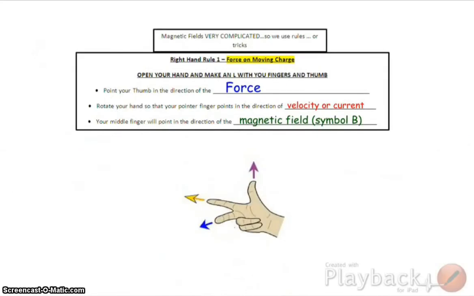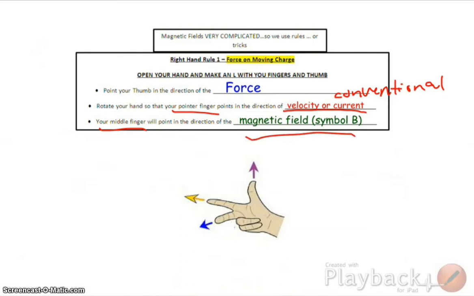You're going to point your thumb in the direction of your force. So thumb, direction of force. Your pointer finger, your index finger, your first finger, points in the direction of the velocity or the conventional current. You might want to add that in there: conventional current. And your middle finger will point in the direction of your magnetic field.